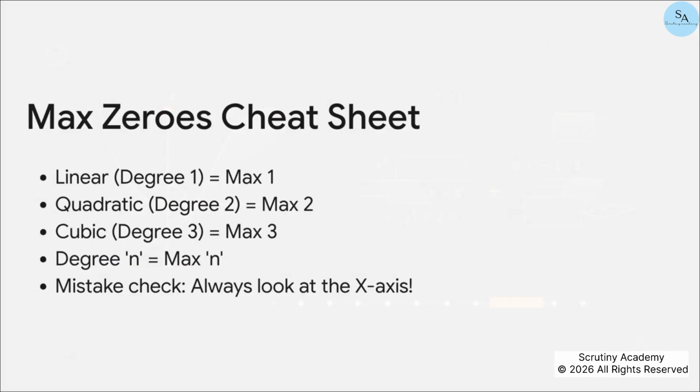So here is your 5-point cheat sheet to memorize. Point 1, linear lines, which have a highest power of 1, have a max of 1 zero. Point 2, quadratics, with a power of 2, max 2 zeros. Point 3, cubics, power of 3, max 3 zeros. Point 4, whatever your highest power or degree is, that is your maximum number of zeros. And finally, point 5, the ultimate mistake check. Please, please always remember to look for where the line crosses the horizontal x-axis, never the vertical y-axis.